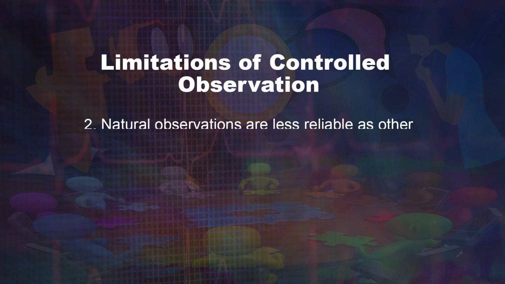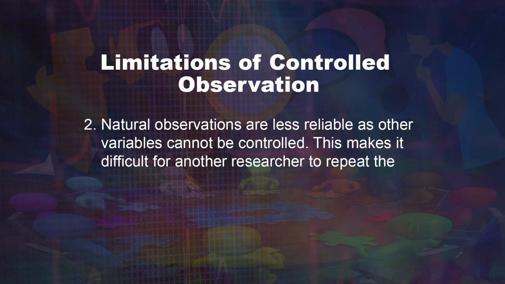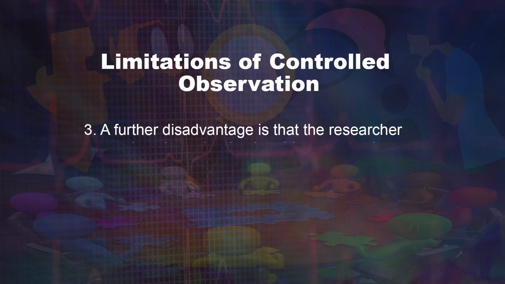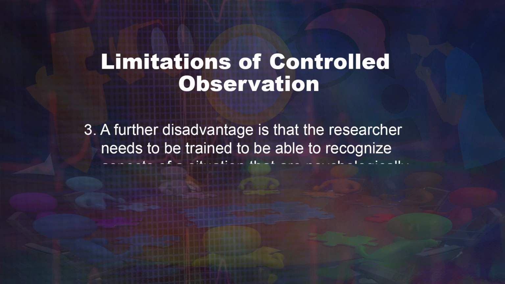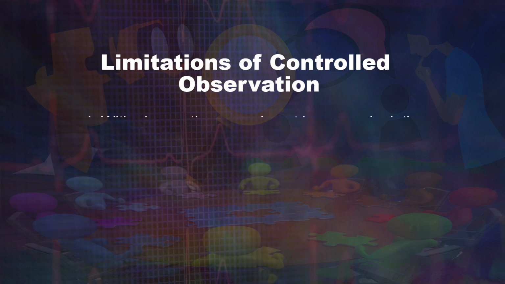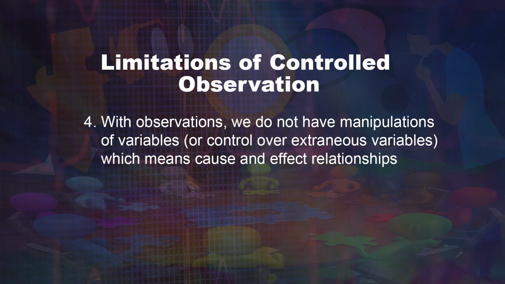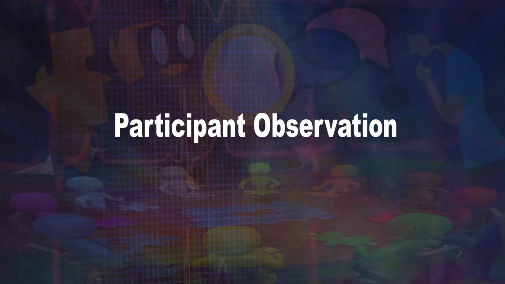Natural observations are less reliable as other variables cannot be controlled. This makes it difficult for another researcher to repeat the study in exactly the same way. A further disadvantage is that the researcher needs to be trained to be able to recognize aspects of a situation that are psychologically significant and worth further attention. With observations, we do not have manipulations of variables or control over extraneous variables, which means cause and effect relationships cannot be established.